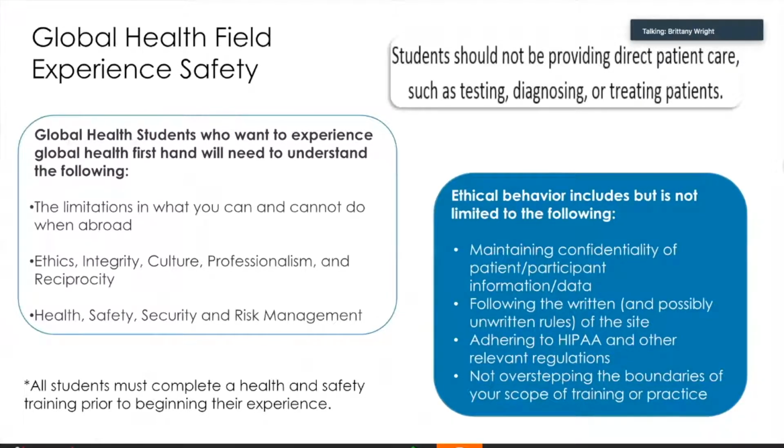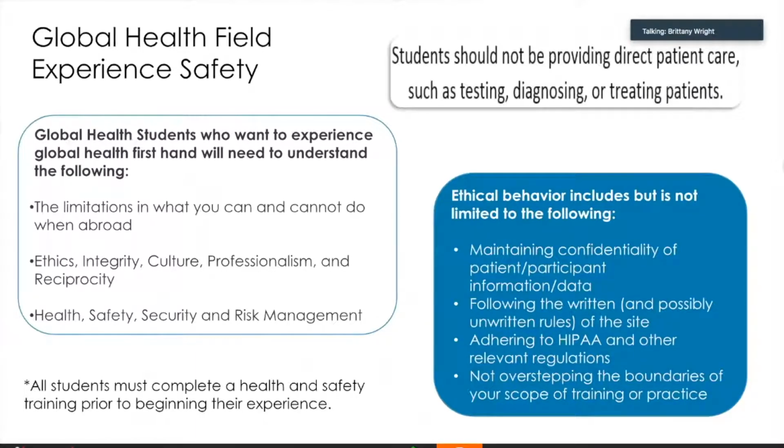You're not there to be providing direct patient care and testing, diagnosing, or treating patients. You're really there to observe and learn. It's not safe for students to be actually participating in healthcare administration with patients. So there are times when you could help with taking vitals and blood pressure, but we don't want students performing labor and delivery and C-sections and surgeries. That's not something you're going to do during your field experience. And that's something you really need to understand before going into these opportunities, is knowing your limitations of what you can and cannot do.